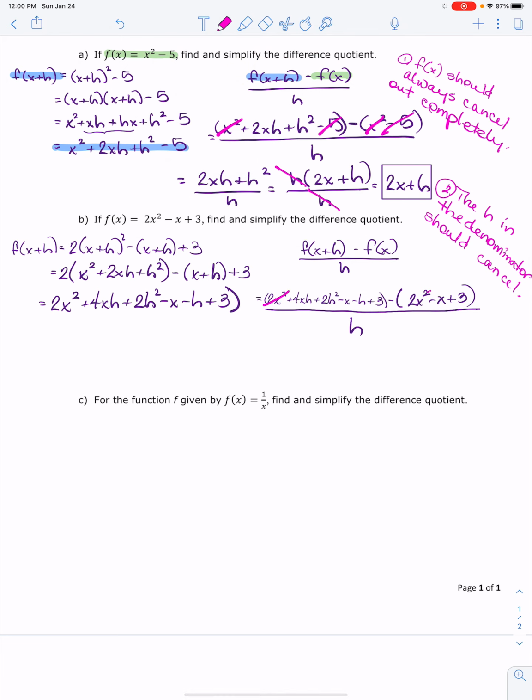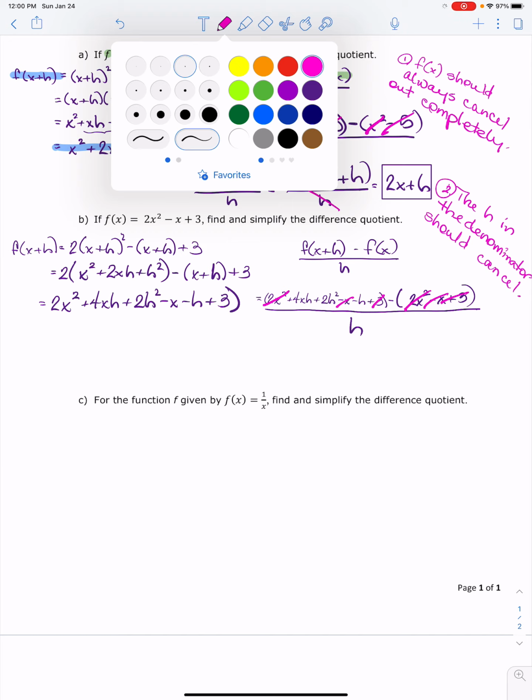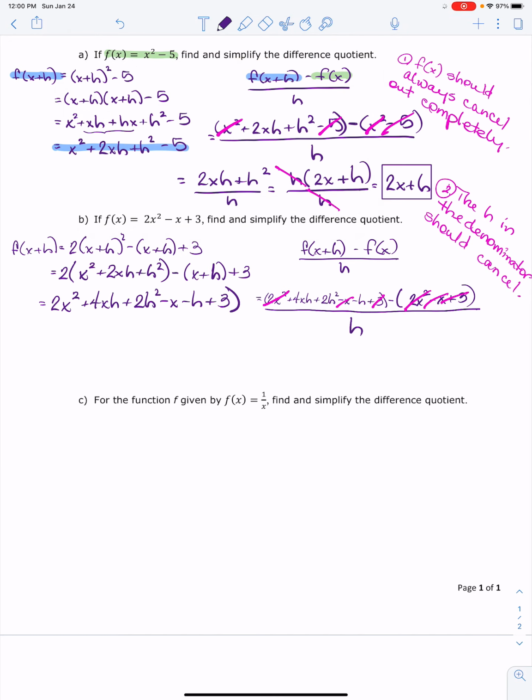I got a 2x squared minus 2x squared. I have got minus x plus 3. And let's take a look at what we have left. We have 4xh plus 2h squared. Notice that everything in the numerator does have that factor of h. I'm going to factor that out. I get 4x plus 2h all over h. I'm going to cancel the h in the numerator and denominator, and we are left with 4x plus 2h.